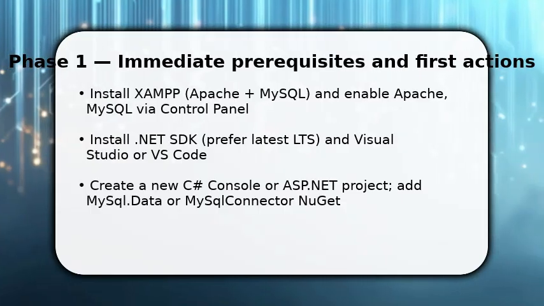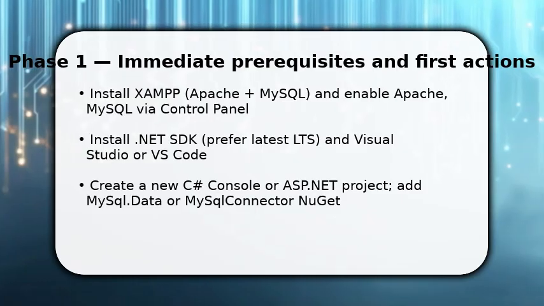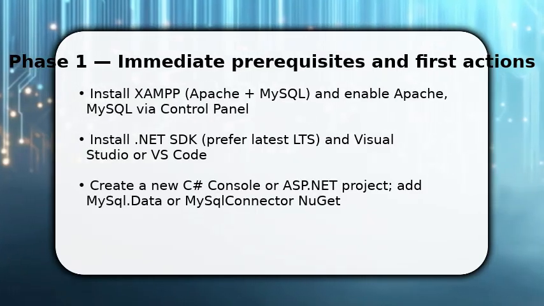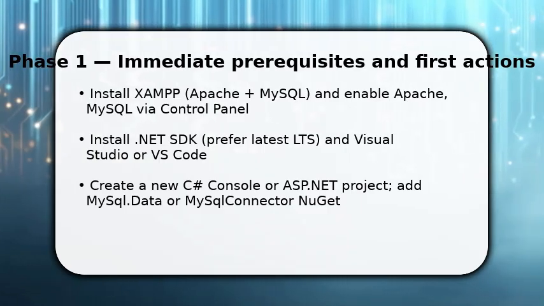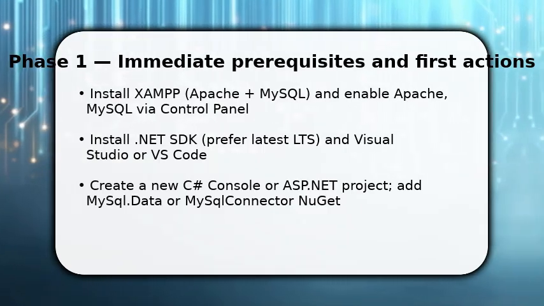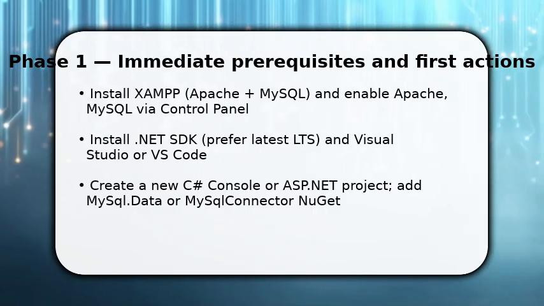You start by confirming prerequisites, install XAMPP and the .NET SDK, then open your project environment. Once done, enable Apache and MySQL in the XAMPP control panel. Make sure ports 80 and 3306 are free.